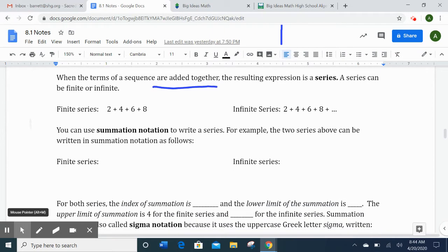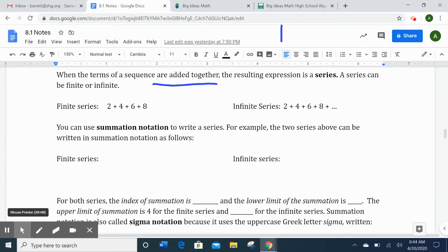So you can use something called summation notation to write a series. And so instead of writing 2 plus 4 plus 6 plus 8, I want to be able to give it a more mathematical approach. And I want you to be able to read it and recognize what it means to do. So I didn't type this, you'll see after I write it. So go ahead and write it down with me, and then we'll talk about what it means.